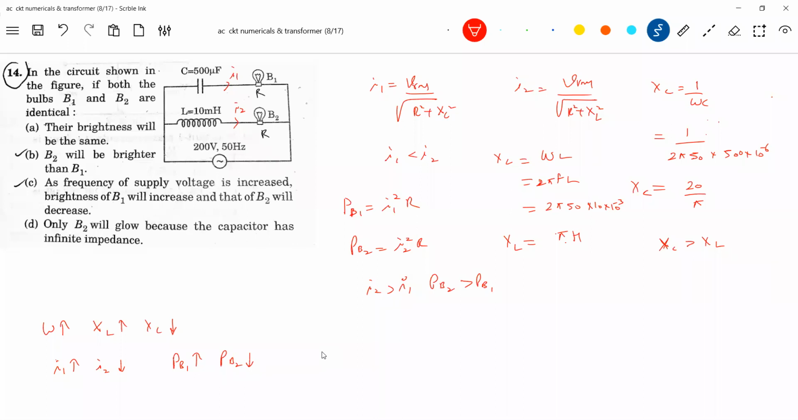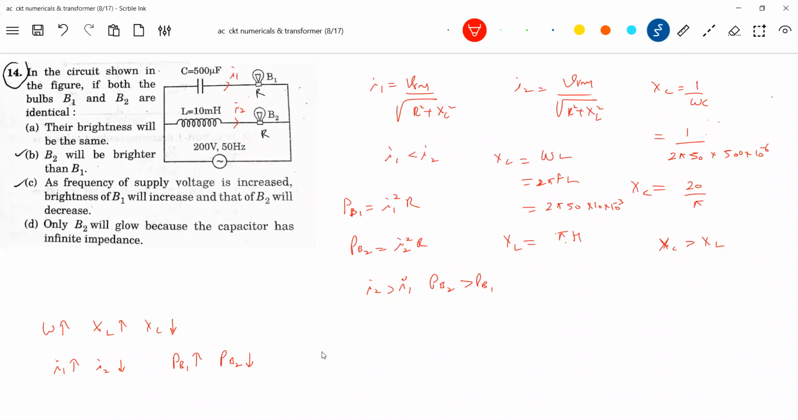Now something related to the bulb. Again, the same thing. What is the power dissipated across the bulb? I_RMS squared into R. That will be the power dissipated across the bulb. What about the power rating? Again, the same set of formulas. What we did for DC signal, the same set of formulas should be applied for AC signal also.